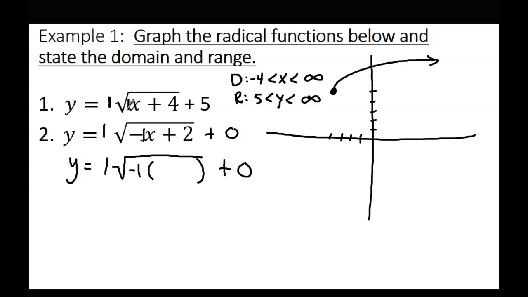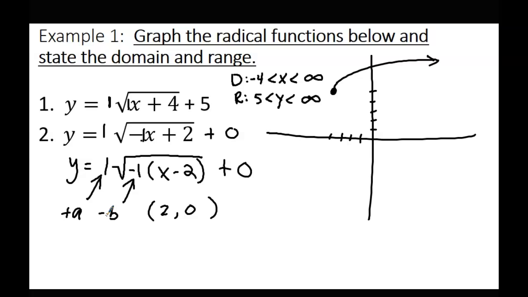Now, if I divide a -1 out of here, what will be left in the parentheses? X minus 2. Notice how that changes the sign, which means that's going to affect what your H value turns out to be. All right. So, what is my starting point? 2, 0. Remember, you change the sign of this number when you write it as a point. That goes there.